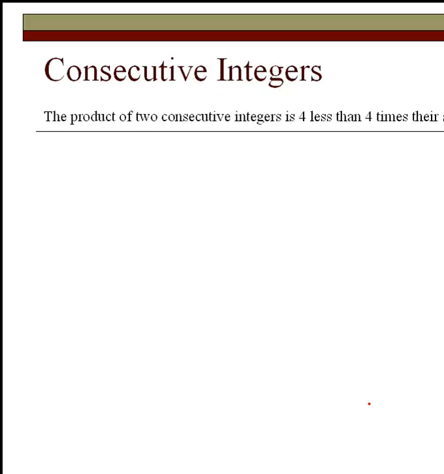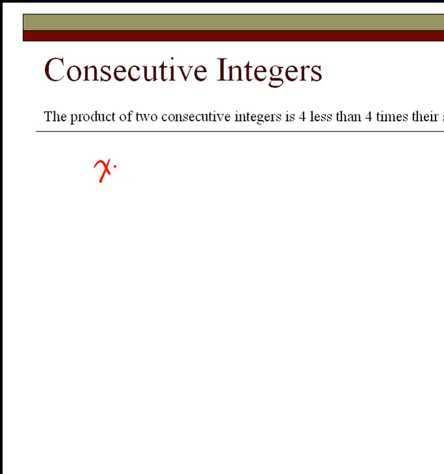Another example involves consecutive integers. Consecutive integers are numbers like 3, 4, 5, 6, 7. They just follow one right after the other. They're unknown in this case, so we're going to have to represent them using variables, and I'll show you how to do that in just a minute. We have: the product of two consecutive integers is 4 less than 4 times their sum. Find the integers.